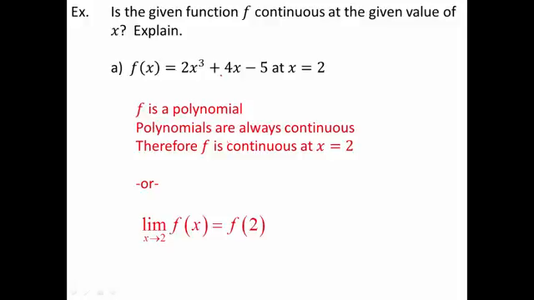If I applied the limit to this function, I would get an answer. If I plugged in x equals 2, I would get the same answer. So whether I go with this route or this route, polynomial functions are always continuous. So if I ask you, hey, is this polynomial continuous at this point? The answer is always going to be yes.